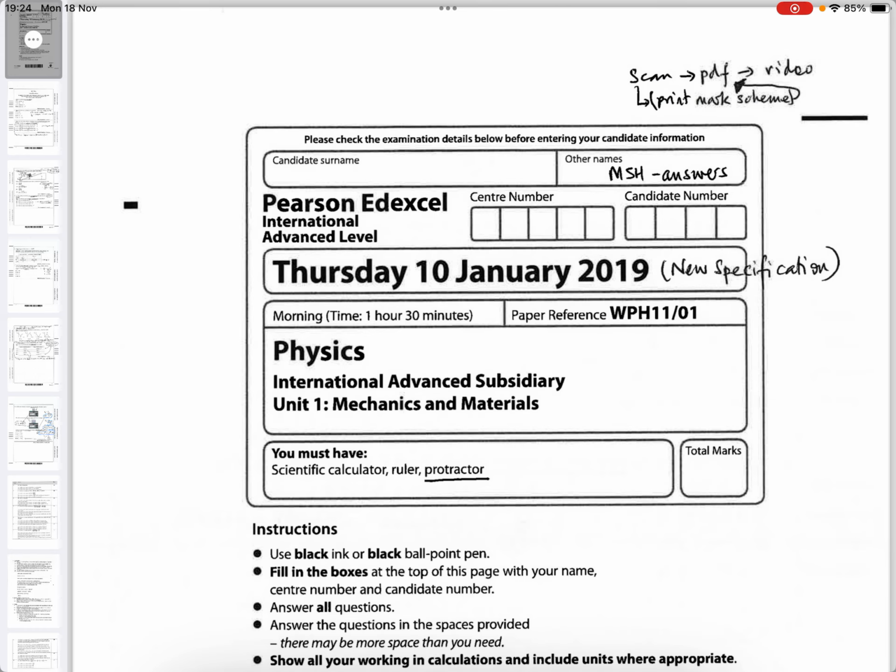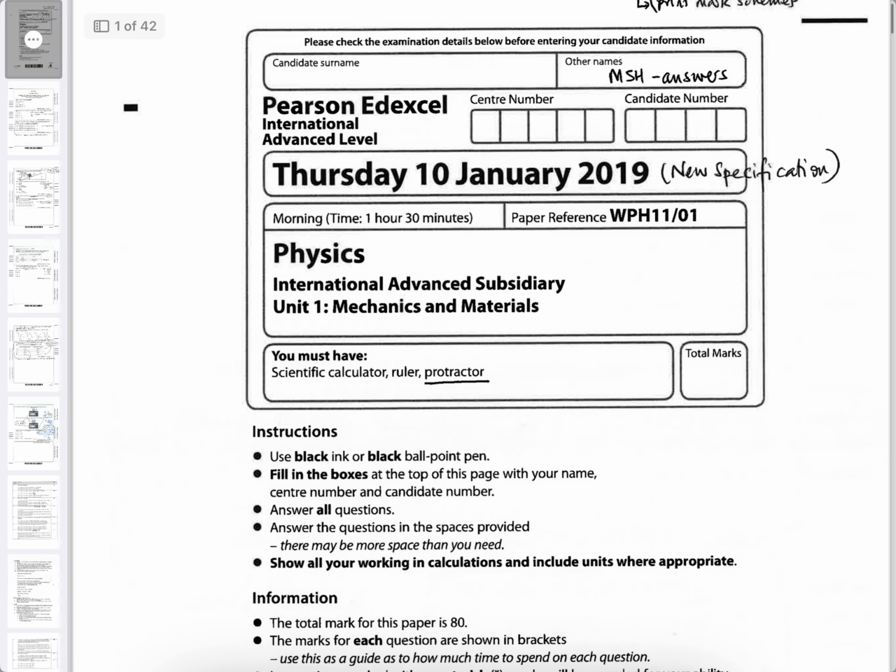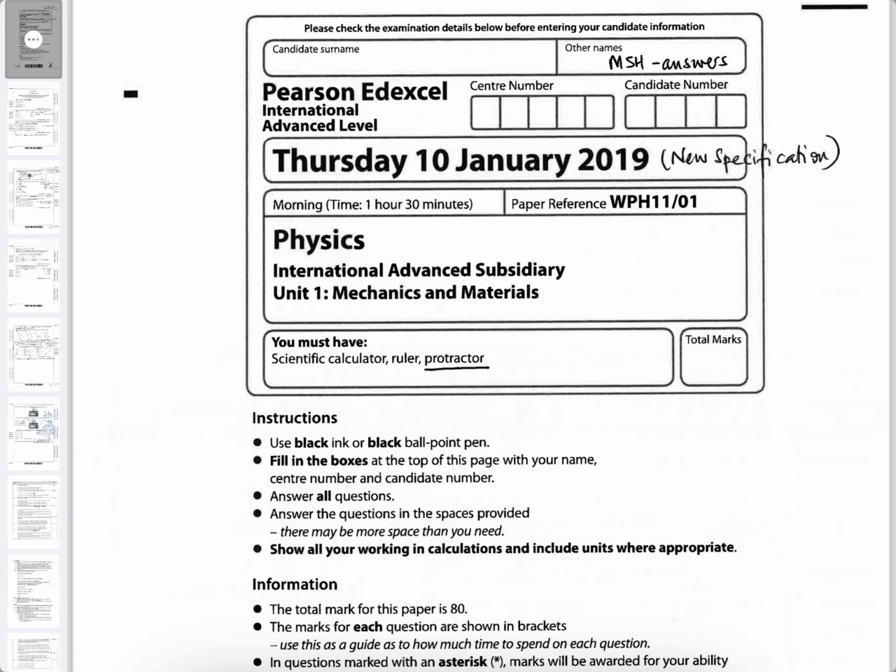Okay, this is going to be part 2 of the January 2019 Unit 1 physics paper on mechanics and materials. We went through the multiple choice questions before. This was the first exam for this new specification, which started obviously in 2018. So September 2018 was the first time students sat it.